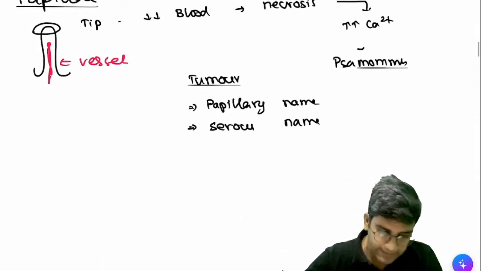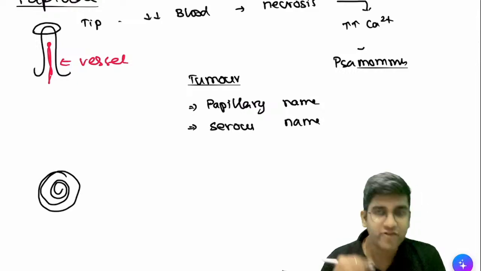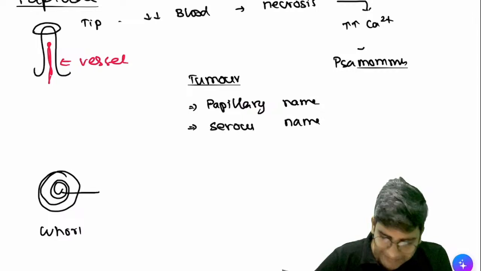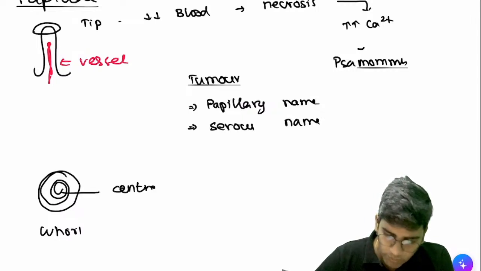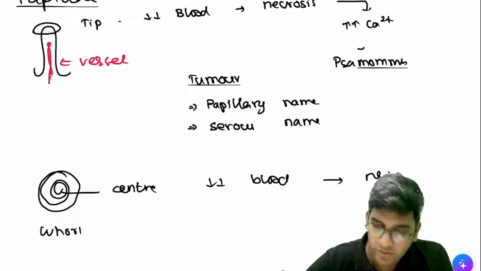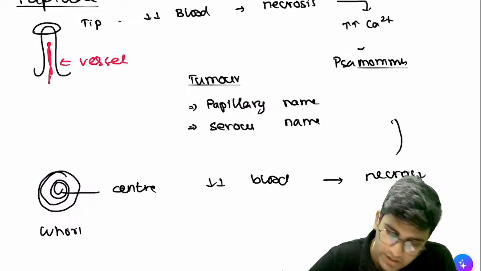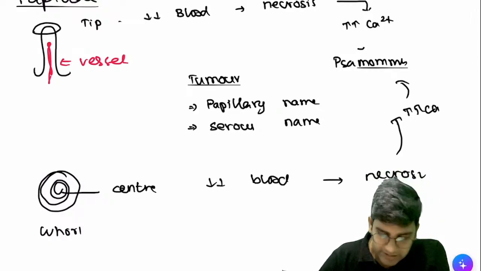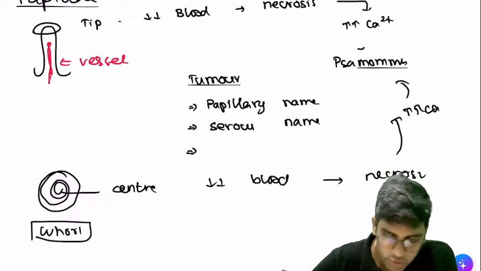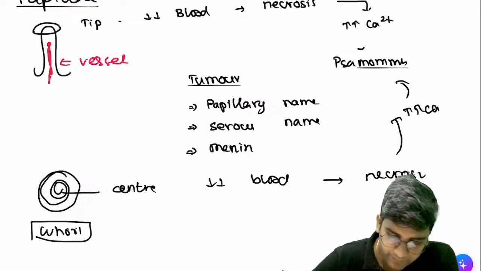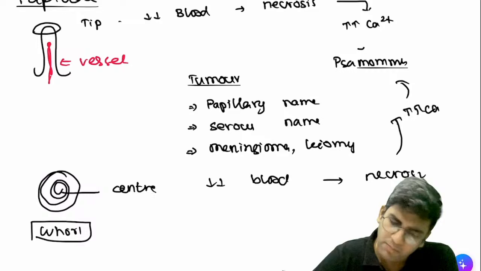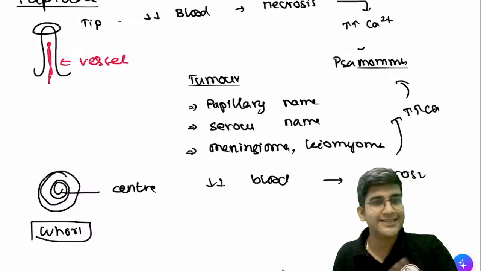That's one. Second, meningioma. Meningioma has something called a whorled appearance, right? This appearance is called a whorl. Same concept. The center of the whorl will have less blood supply. Less blood supply will have necrosis. Necrosis will have more calcium. More calcium will give the same Psammoma bodies, right? So tumors which have a whorled appearance, two tumors. One is meningioma. The other is leiomyoma. Both of them will have Psammoma bodies, right? This is concept-based learning.